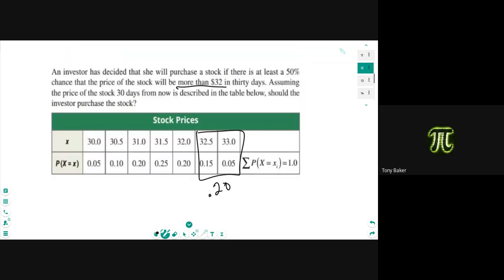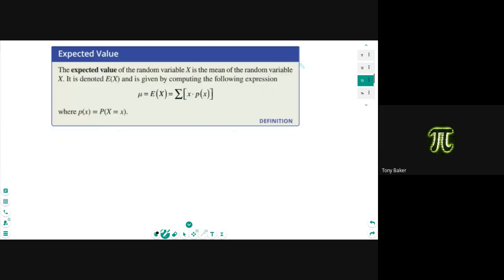All right. Let's do that one before I go into expected value. All right. Expected value.